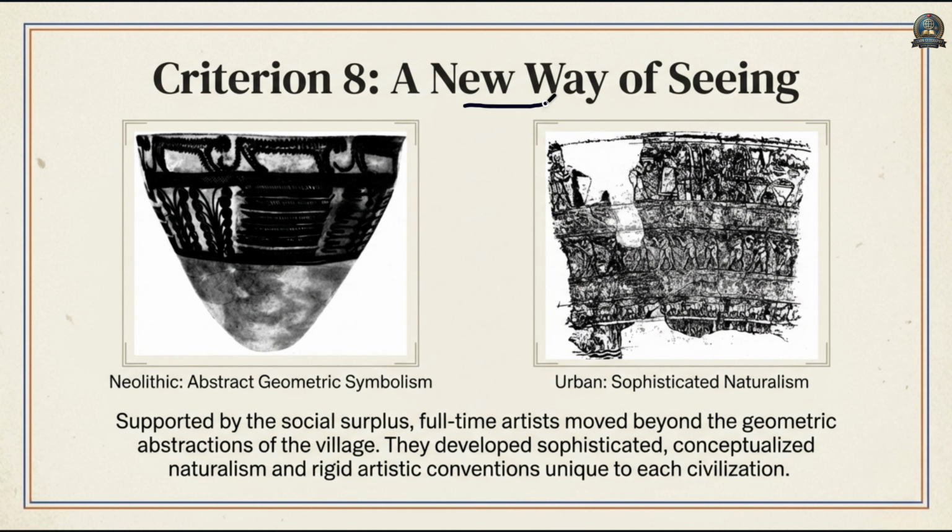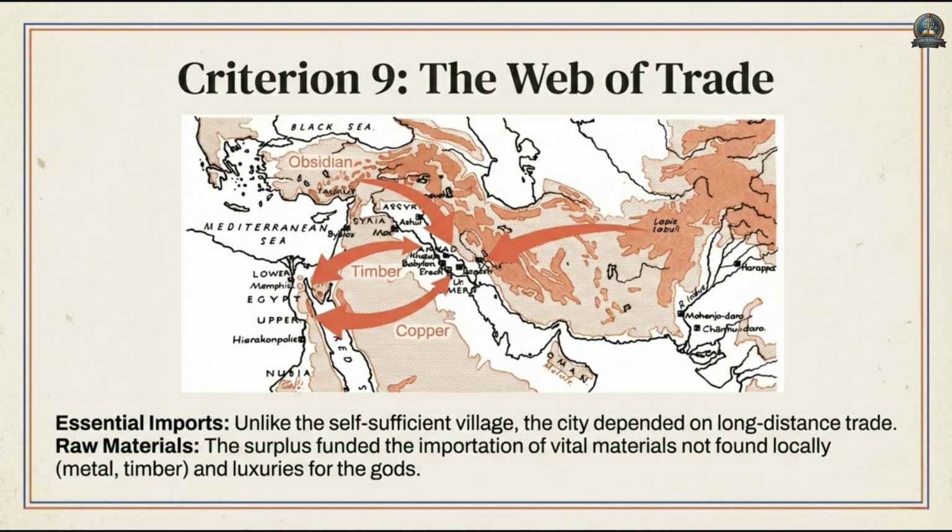Criterion 8, a new way of seeing. Supported by the social surplus, full-time artists moved beyond the geometric abstractions of the village. They developed sophisticated conceptualized naturalism and rigid artistic conventions unique to each civilization. Criterion 9, the web of trade. That means trade routes, essentially imports. Unlike the self-sufficient village, the city depended on long-distance trade. The surplus funded the importation of vital materials not found locally: metal, timber, and luxury goods.